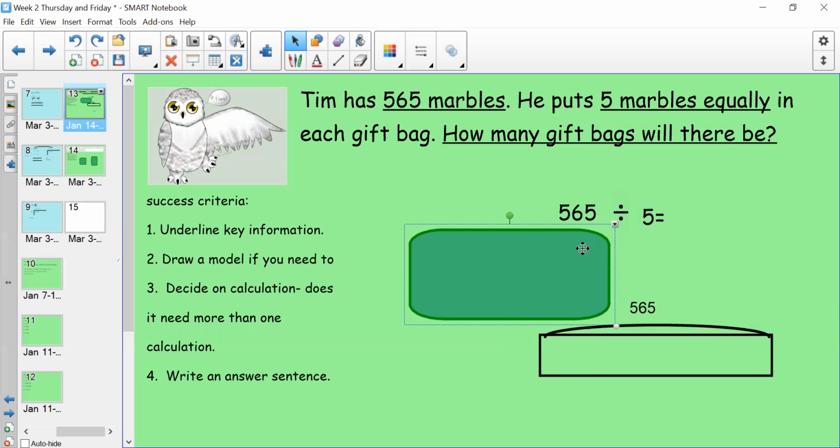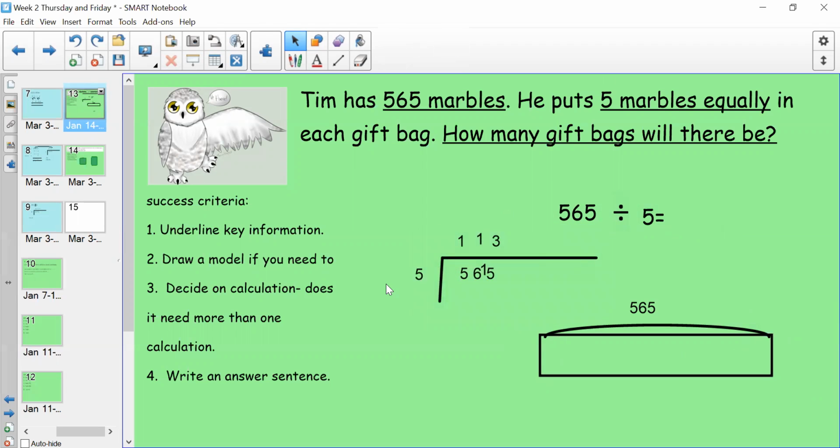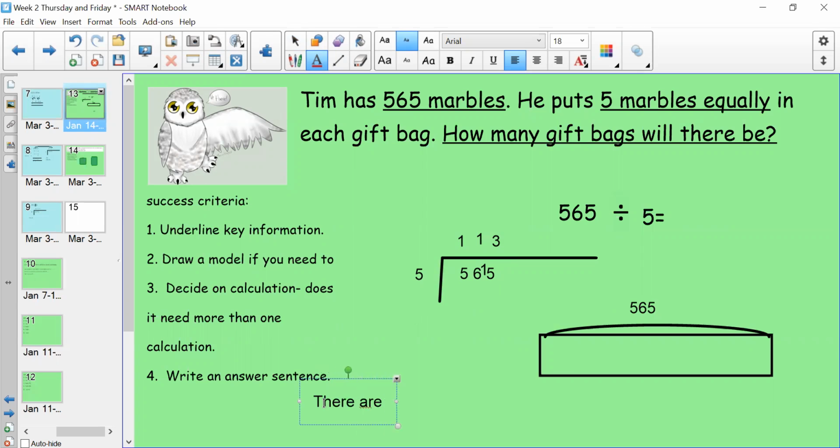Okay, and to do that, we obviously have our bus stop method. So we practiced this yesterday. So if I have 5 into 500, or 5 into 5 to make it easier, it goes once. And then 5 into 60, or 6, it goes 1 time with 1 left over, or 10 left over, and then 5 into 15 goes 3 times, so it goes in equally. Okay, so my answer sentence is going to be, there are 113 gift bags.